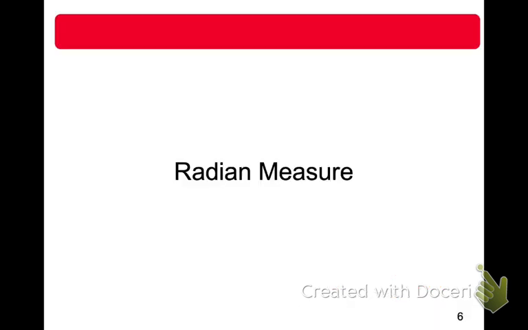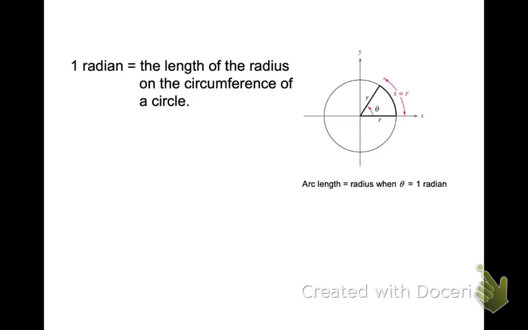Okay, radian measure. 1 radian. 1 radian is the length of the radius. Okay, so if I took a piece of string and measured this radius right here, and then took that radius and laid it on the outside of the circle, that's 1 radian. Does that make sense?